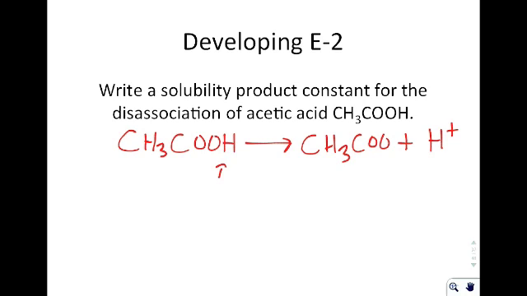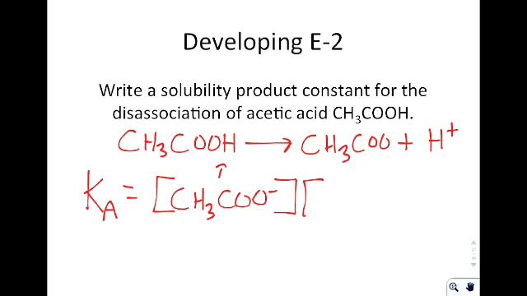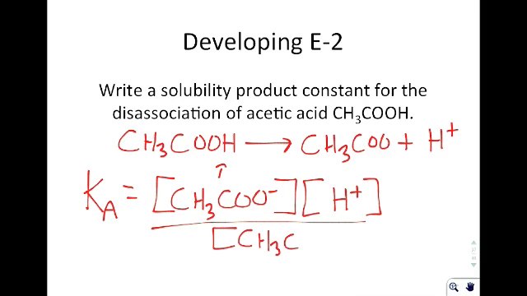Now, when you rewrite this Ka expression, which is really what it is, because it's the dissociation of an acid, you would get CH3COO minus times H plus over CH3COOH. This right here is a solubility product constant definition for the dissociation of acetic acid in a solution.